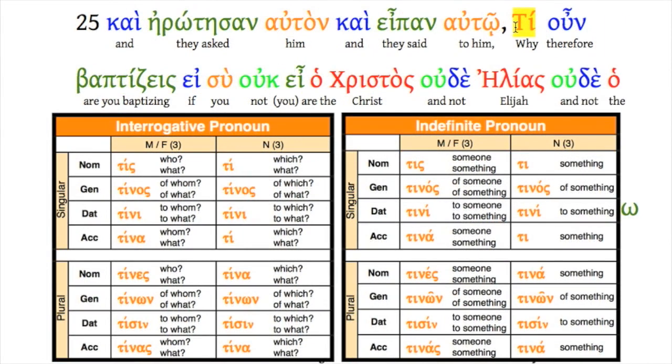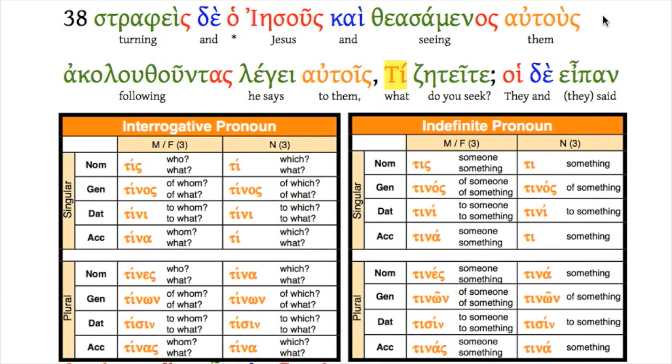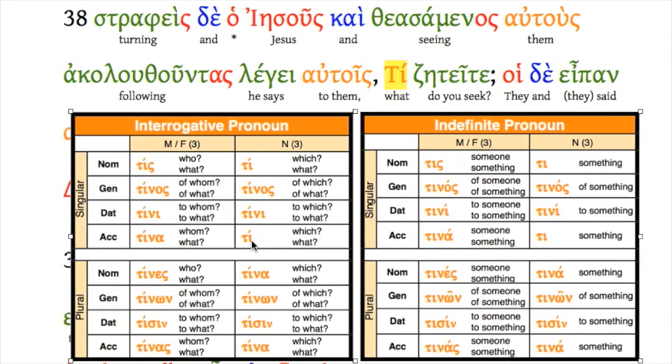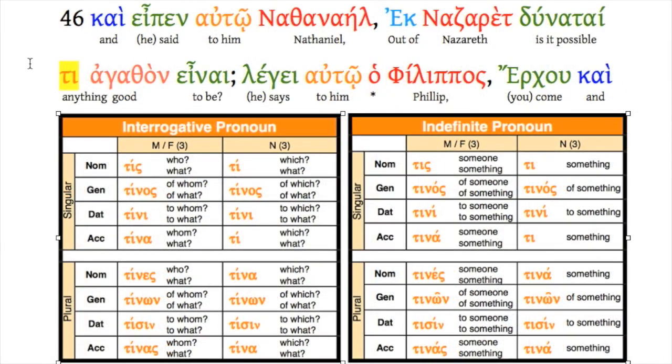More questions in verse 25. Why, therefore, are you baptizing if you're not the Christ? Again, the accent, the interrogative pronoun. Another question down in verse 38. The disciples are following Jesus and he turns and says, what do you seek? Not whom do you seek here, but what? What do you seek? So notice the ti. Then all the way down in verse 46, we finally get our first indefinite pronoun.